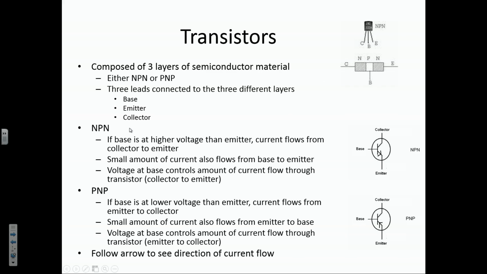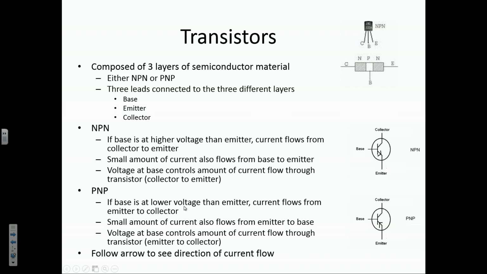So let's talk briefly about what an NPN type is, or why it's used differently than a PNP. These are the schematics for NPN and PNP transistors, and the base is shown in the middle here. If the base is at a higher voltage than the emitter, current will flow from the collector to the emitter. So imagine that from collector to emitter you basically have a pipe going through here, and you want electrons to flow through there or not, and you're going to valve that off by the voltage that you apply on this base right here, okay? With typical transistors, a small amount of current will also flow from the base to the emitter. The voltage at the base controls the amount of current that flows through the transistor from the collector to the emitter. So again, the base voltage basically serves as a valve for current flow.